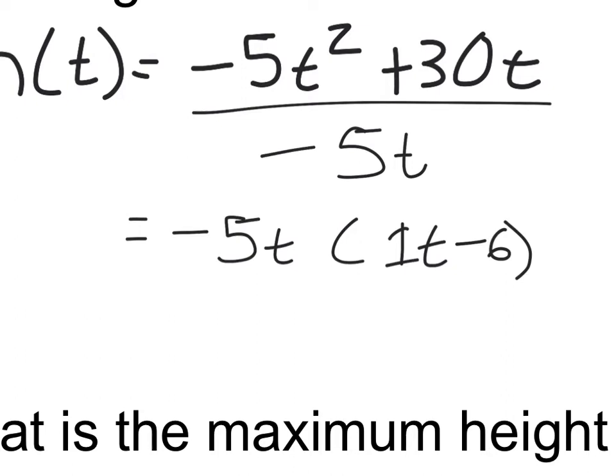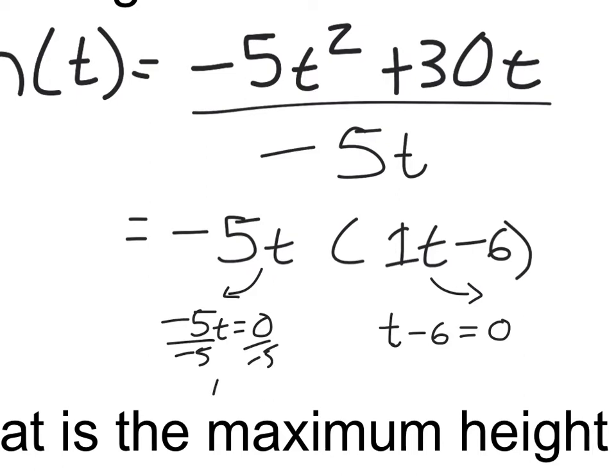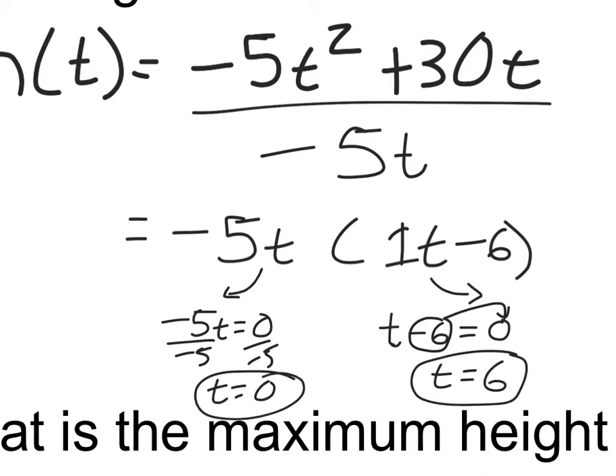So in order to solve for this problem, it's still asking me how long the ball was in the air for. So first, I'm going to separate and set them equal to 0. So negative 5t equals 0. And t minus 6 is equal to 0. We'll divide by negative 5. T is equal to 0. So the ball is starting at 0, at the height of 0. And then the ball goes up in the air and hits the ground after 6 seconds.